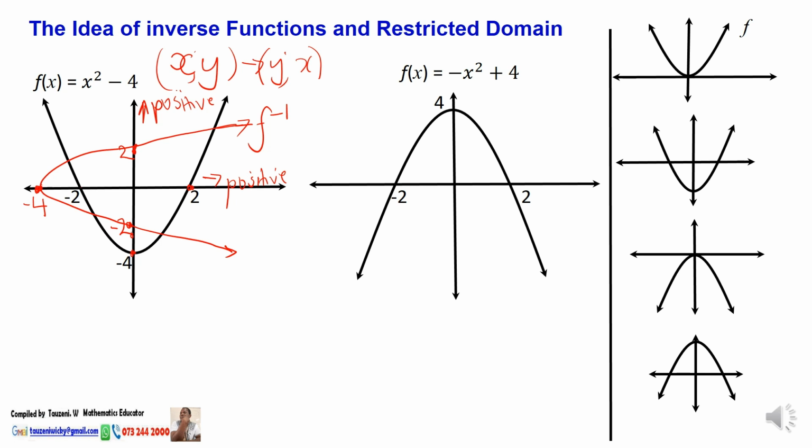The second one, in the same way, this point up here is 0, 4. It must become 4, 0. This point is -2, 0. It becomes 0, -2. Then this point is 2, 0.